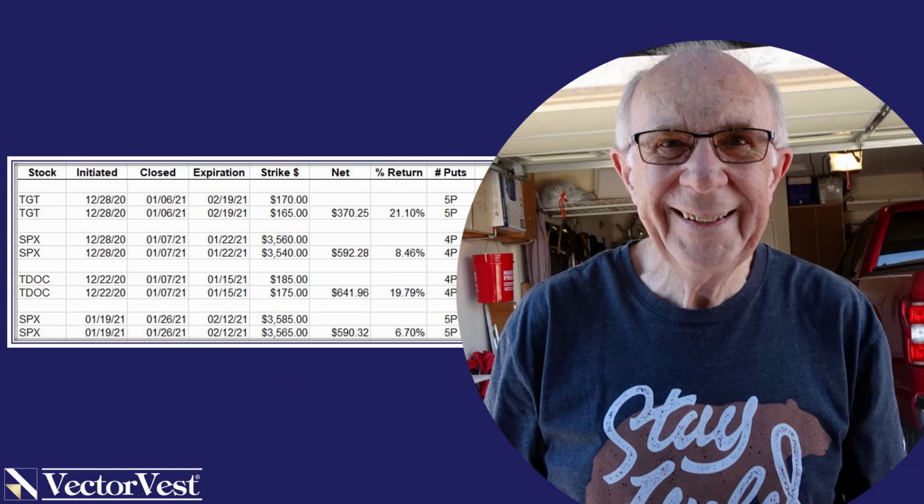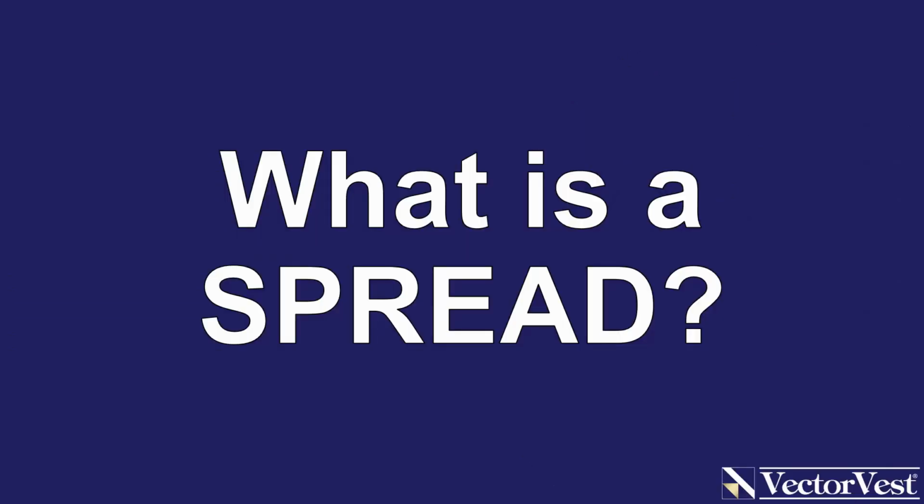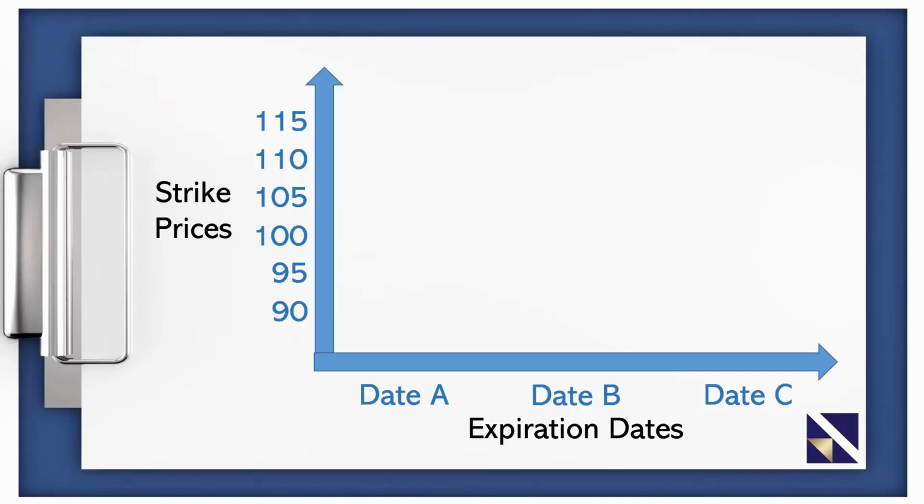Here at VectorVest, we feel it's important to learn how to use credit spreads if you want to learn how to generate consistent income. Let's start by looking at what is a spread. Two main components of options are the strike price and the expiration date. Most people who start with options trade a single option such as a call or a put, and it has a single strike price and a single expiration date. A spread is placed as a single trade, but it has multiple options in it, and you're spreading out the strikes and/or the expiration dates.